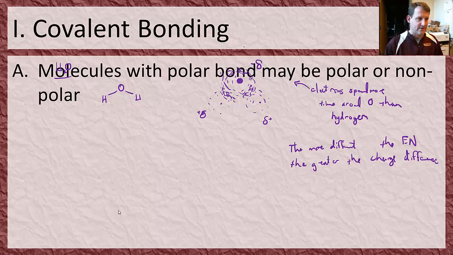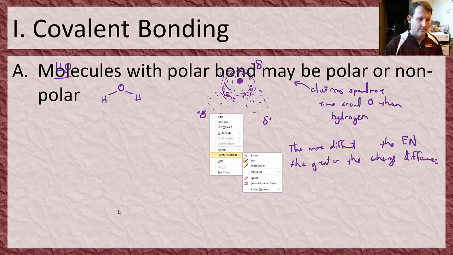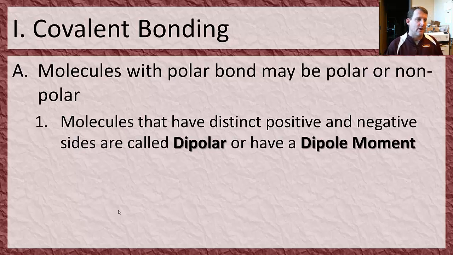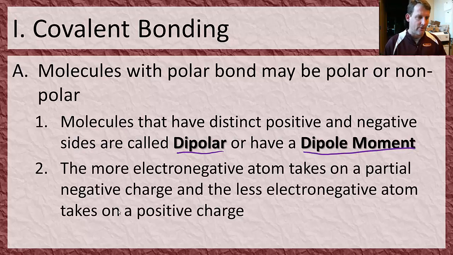Let me erase all this writing so you can see what's there. So molecules with a polar bond may be polar or nonpolar. Just because a bond is polar in a molecule doesn't mean the overall molecule is going to be polar. We'll look at what that means. And molecules that are polar, that have this distinct positive and negative end, are called dipolar molecules, and they have what's called a dipole moment, and we'll talk about those next. And the more electronegative atom takes on a partial negative charge, the less electronegative takes on a positive charge. I got a little ahead of myself with the drawings, so that's what we just talked about, that one's partially negative, one's partially positive.